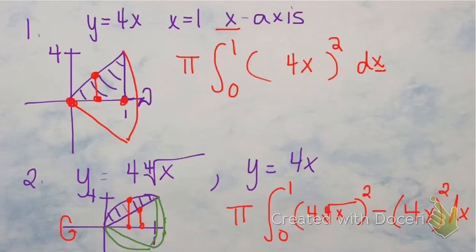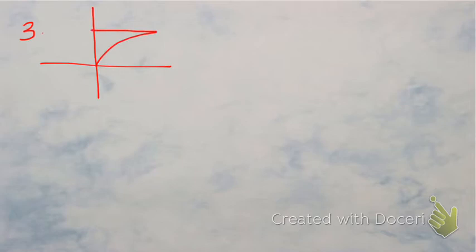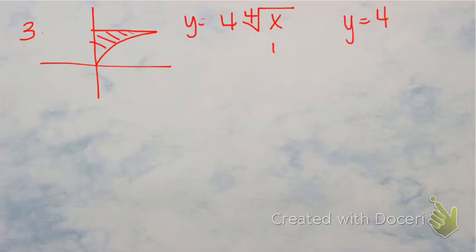Okay, let's look at a couple where you go around the y-axis. So here's the picture. We're going to look at these similar equations for several problems. Y equals 4 times the 4th root of x, y equals 4, and the y-axis, those are your boundaries.